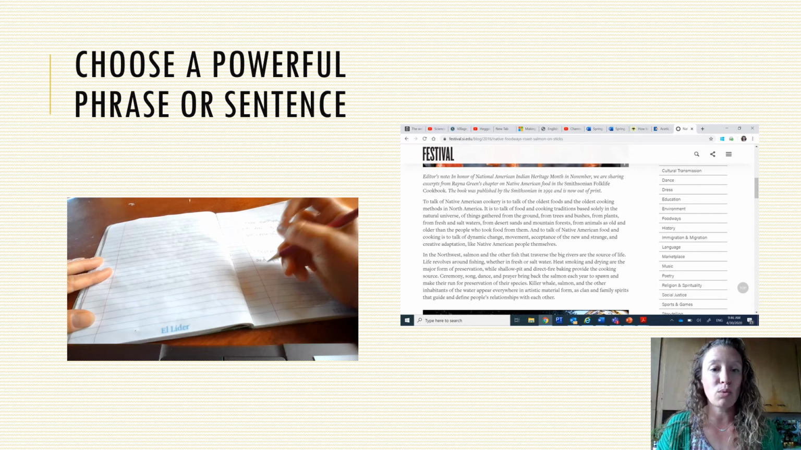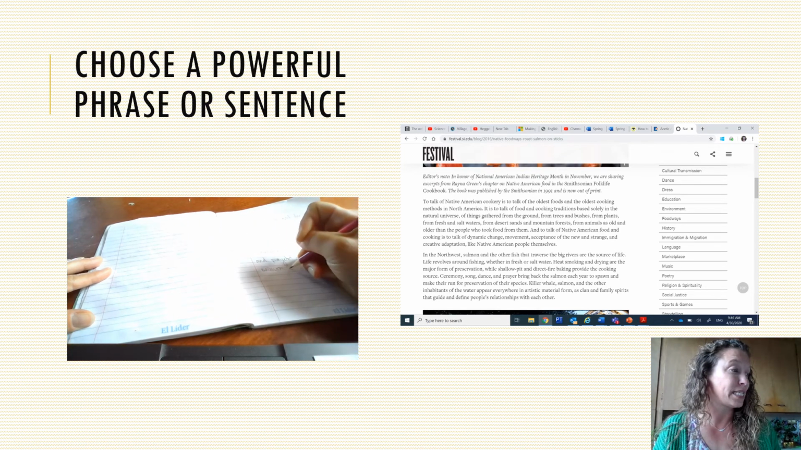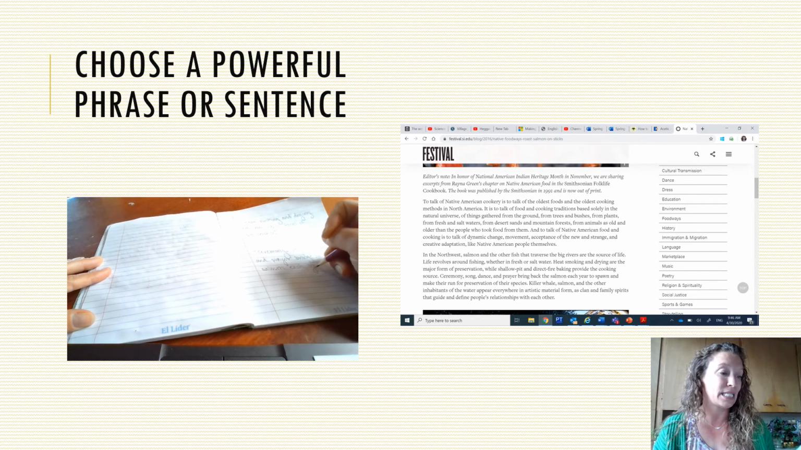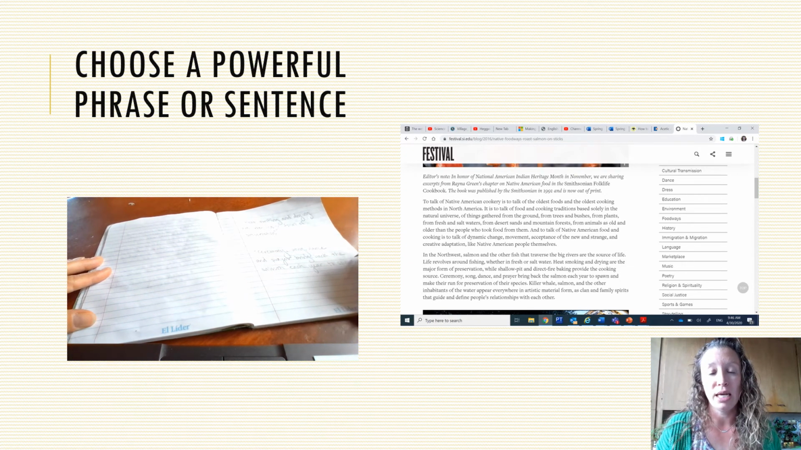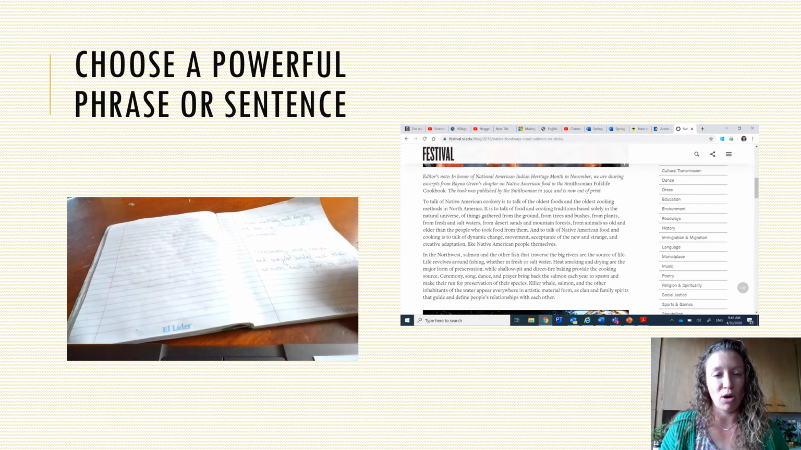And then the next quote that I thought would be important was the one I'm writing here, which is that ceremony, song, dance, and prayer bring back the salmon each year to spawn. And I thought that was a lovely, powerful line that I think I'm going to save for the introduction, which I'm not going to model in this lesson. However, you will want to make sure to include an introduction in your writing.